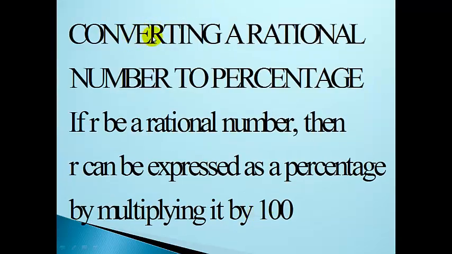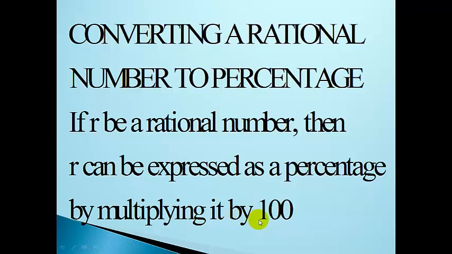Now, we look at how we can convert a rational number to percentage. If R be a rational number, then R can be expressed as a percentage by multiplying it by 100. Take note that a rational number is a number that can be expressed as a quotient of two integers.